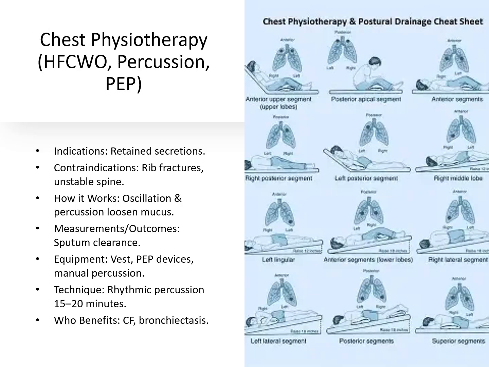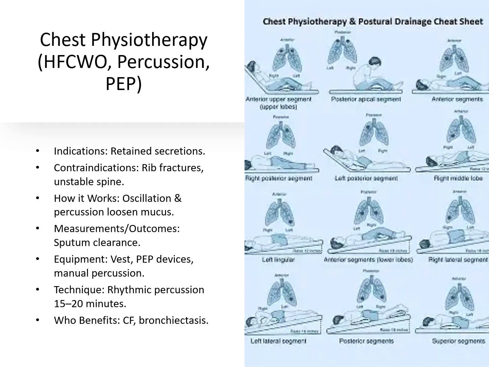Chest physiotherapy is for patients with retained secretions. Contraindications include rib fractures or unstable spinal injuries. It works through oscillation and percussion to loosen mucus. Outcomes include improved sputum clearance.